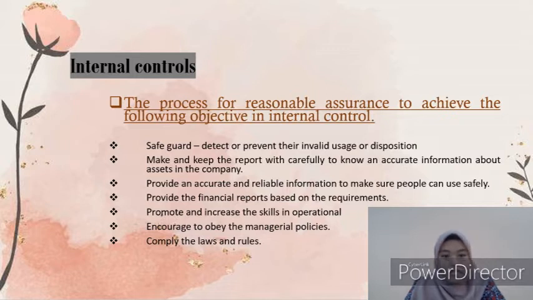Internal control is a process for reasonable assurance to achieve the following objectives in internal control. A few points to achieve the objectives: safeguard, detect or prevent invalid usage or disposition; make and keep reports carefully to know accurate information about assets in the company; provide accurate and reliable information to make sure all people can use this information safely; provide the financial report based on the requirements; promote and increase skill in operations; encourage obeying management policy; and comply with the law and rules in the company.